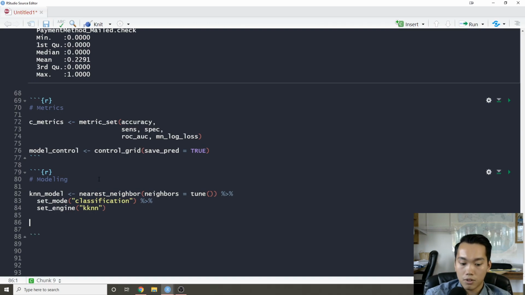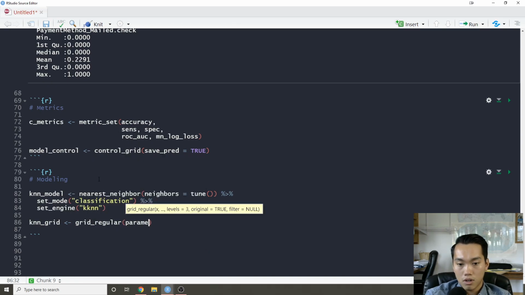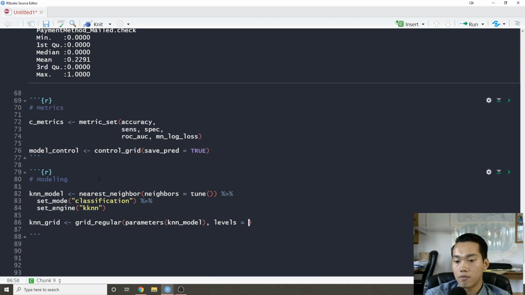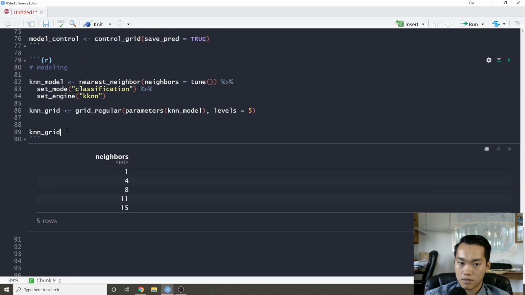And I'll say KNN grid. So I'm going to create a grid of neighbors I want to tune. So grid regular, parameters, KNN model, and I'll say levels, or the amount of parameters I want to tune, 5. So if we look at our KNN grid, we can see we have 5 different values of neighbors that we can check.